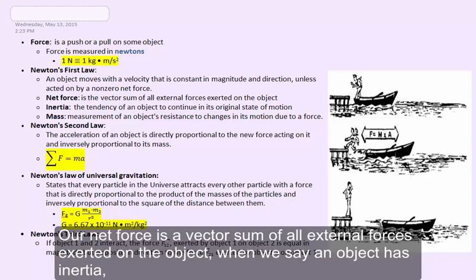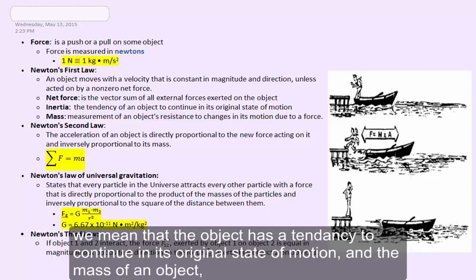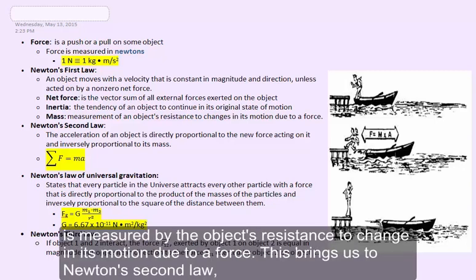When we say an object has inertia, we mean that the object has a tendency to continue in its original state of motion. And the mass of an object is measured by the object's resistance to change in its motion due to a force. This brings us to Newton's second law.